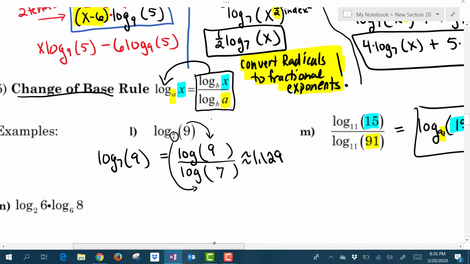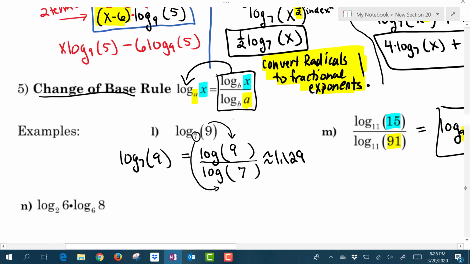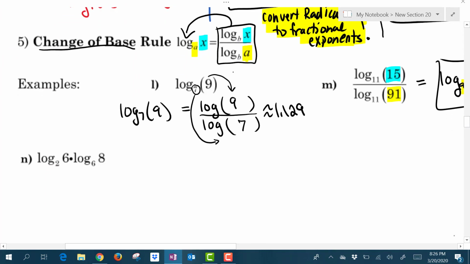Okay. And I really like example N. It's one of my favorite problems. This makes a good test question. Log base 2 of 6 times log base 6 of 8.